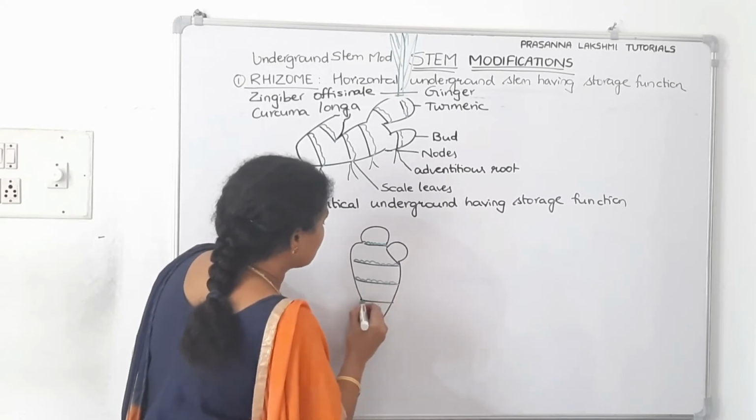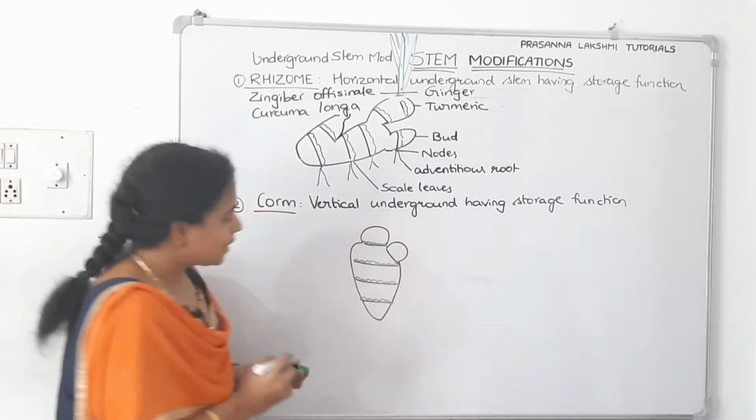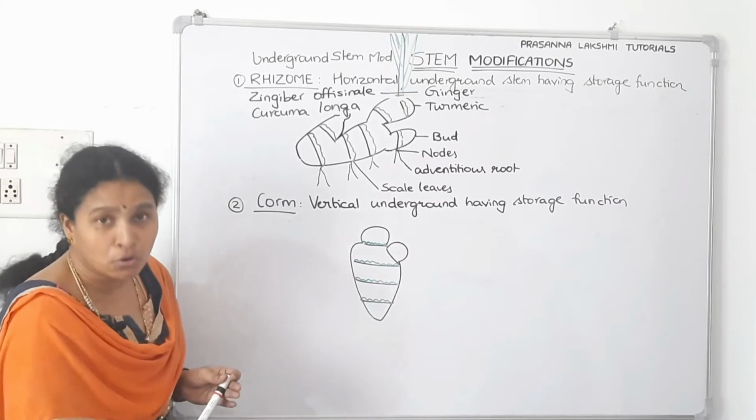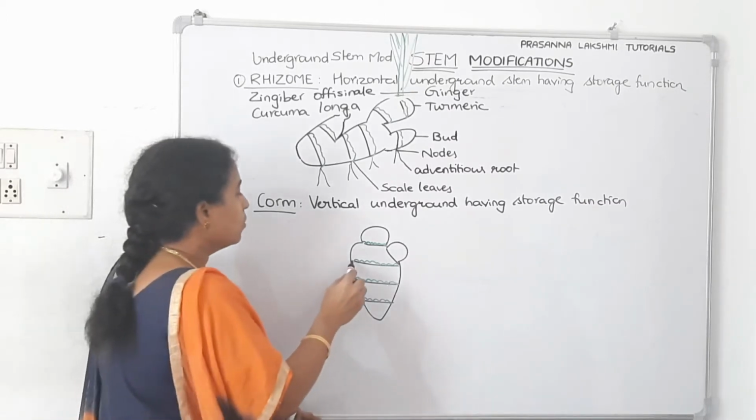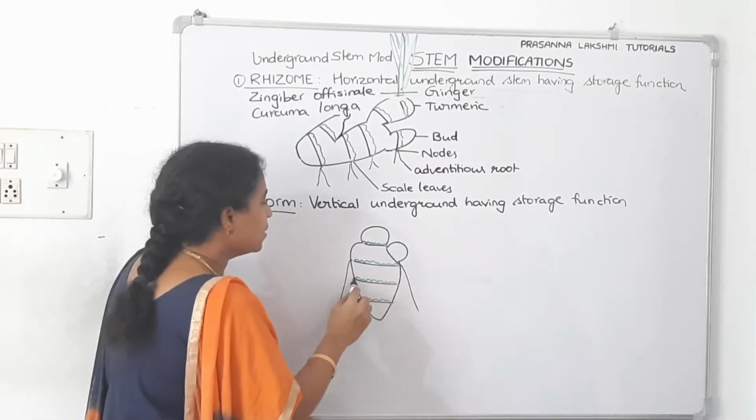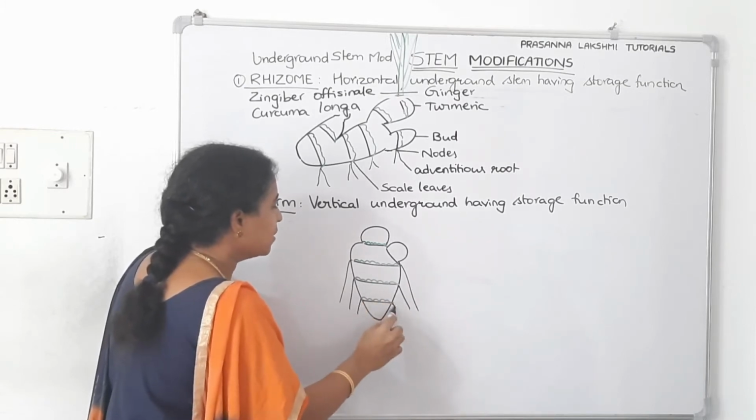And from the nodes, since it is vertical, to keep inside the soil, adventitious roots, full roots it will have, contractile roots it will have. So here are the contractile roots which will try to keep it inside the soil.